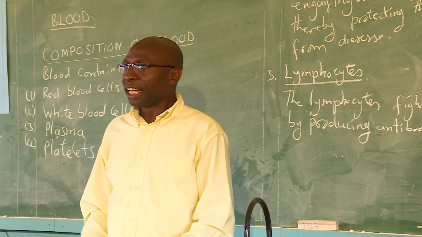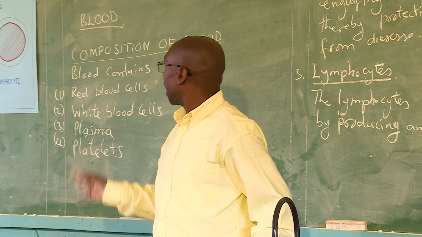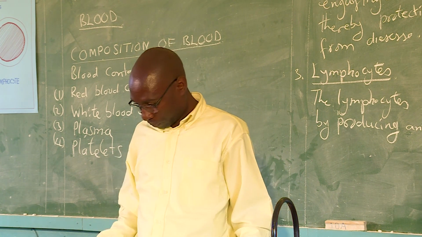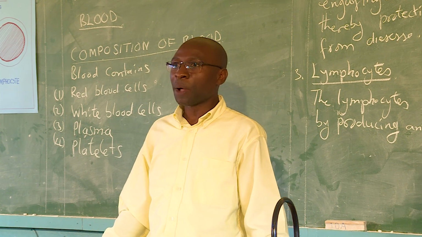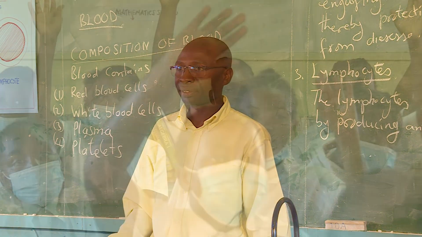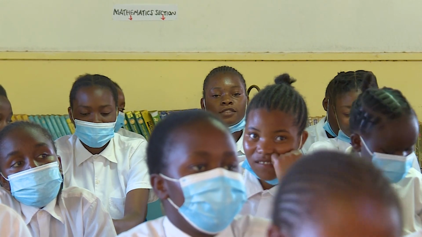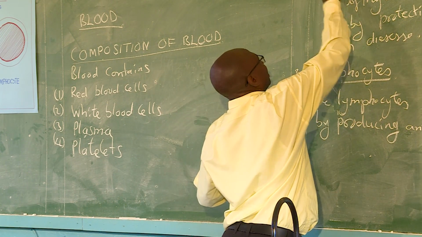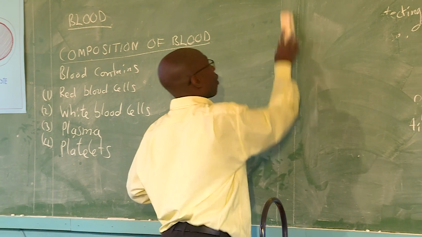Okay? Now, looking at what we have done so far, what is the importance of the transport system in the body of a human being? Why is the transport system important in the human body? It helps in the equal distribution of nutrients to all parts of the body. Okay? So we look at the importance of transport in the body of a human being.